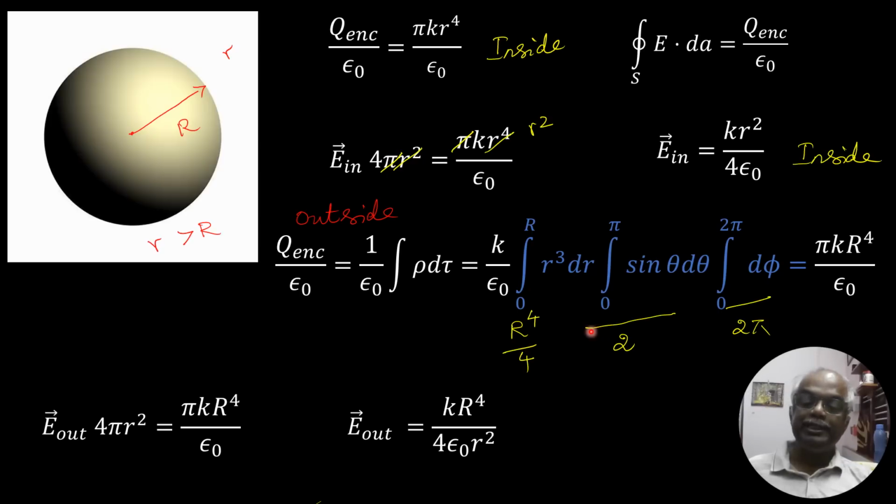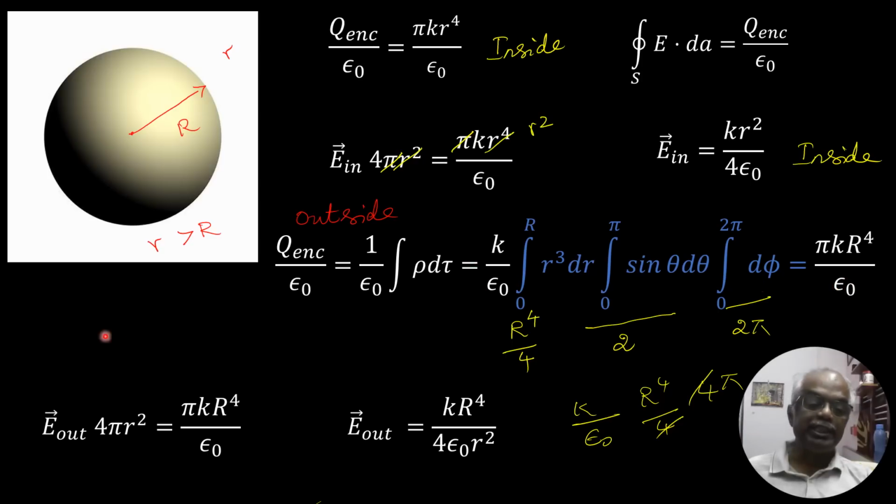If you multiply, here you have k by epsilon naught, then here you have R power 4 over 4. These two into 2 pi, 4 pi, you will get 4 pi. Here 4 will get cancelled. So you will get pi k R power 4 over epsilon naught. This is the final answer for outside.